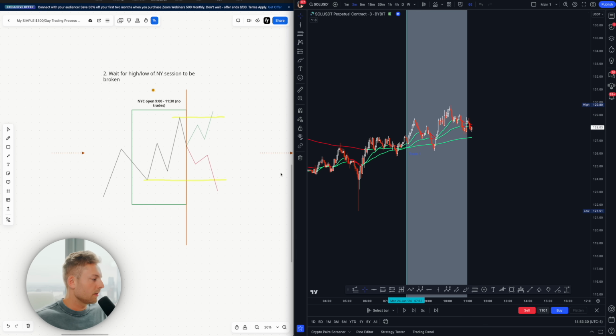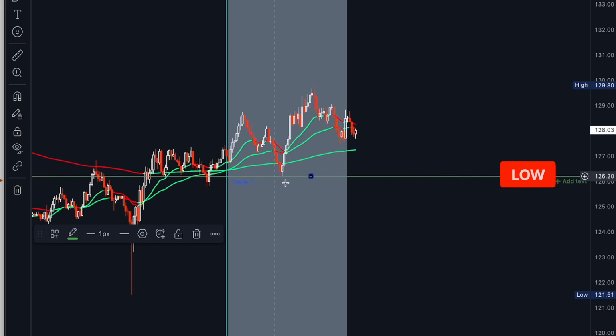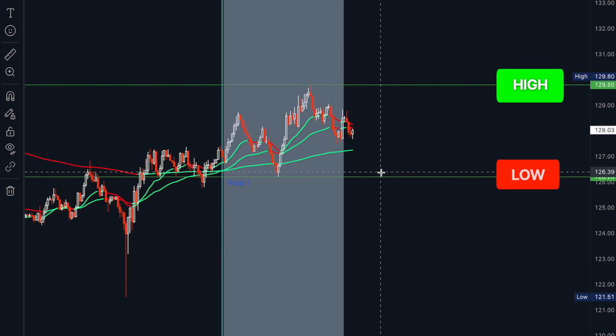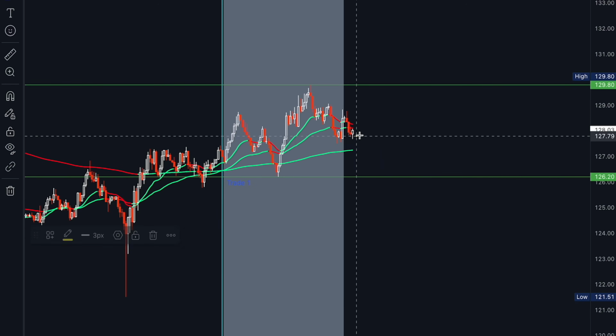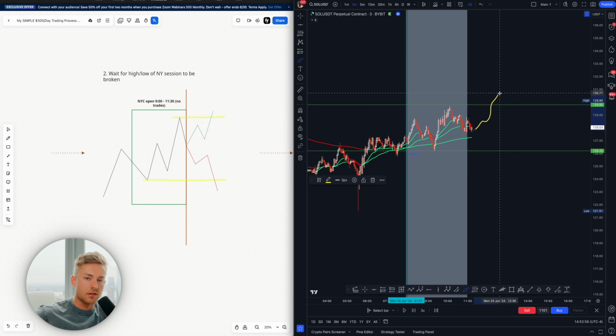Okay, second thing that we're going to do is mark these highs and lows. So I like to use these horizontal lines here. You'll notice inside this session window, this is our low point and this is our high point right here. As this moves forward, this is going to help determine which direction the market could potentially trend for the next few hours, which is what we're going to try to trade.